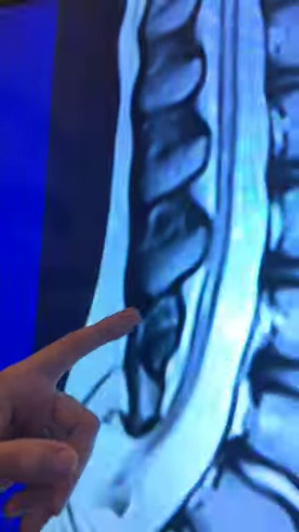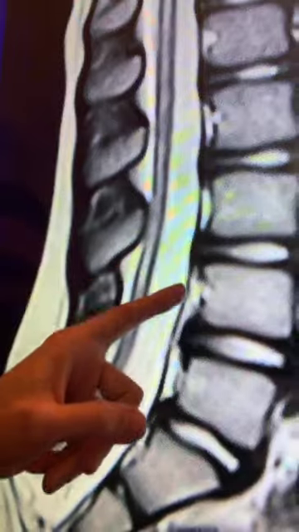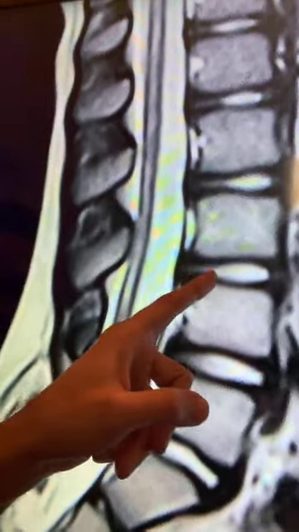Real quick, T2 means fluid will be bright. Look at how bright this fluid is. Look at how bright these disc spaces are. By the way, fun little fact, going off on a tangent again, I love doing this. Why are the disc spaces bright? Because they're filled with fluid. It is a hydrated disc.